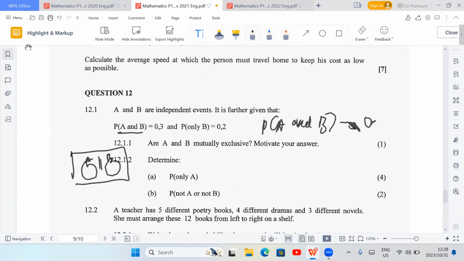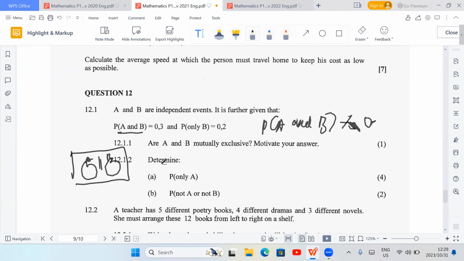So once there's an intersection, once there's a value for A and B, then you know it's not mutually exclusive, which is why it's even 1 mark. So to motivate your answer, you just say P(A and B) is not equal to 0. It's not equal to 0. So that's why it's not mutually exclusive.